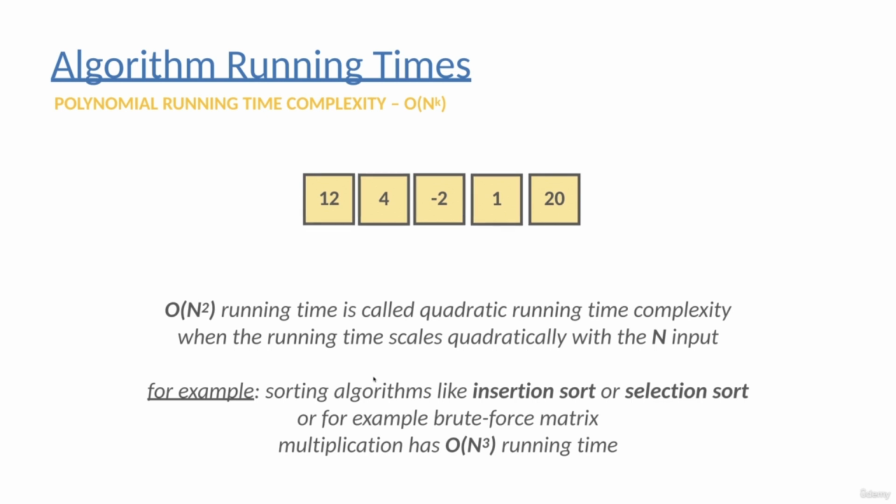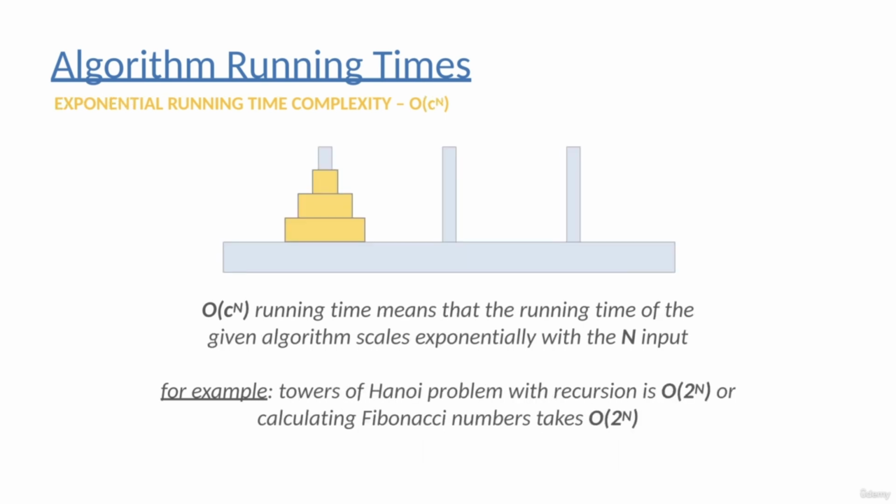For example, sorting algorithms like insertion sort or selection sort, or for example, the brute force matrix multiplication has ordo n cubed running time complexity. By the way, we don't like polynomial running time complexity related approaches. Insertion sort is working fine when we are dealing with just a few items. So for example, insertion sort can be used as a subroutine when the underlying array contains just a few items. Okay, so sometimes we can use these polynomial running time complexity related approaches, but usually these are considered to be slow algorithms. And of course we have the exponential running time, which is extremely slow.